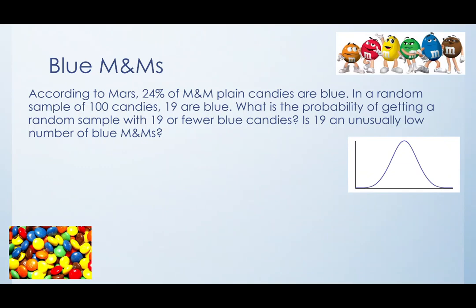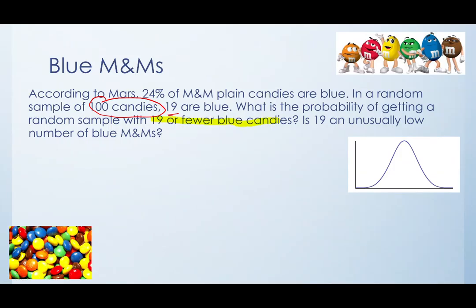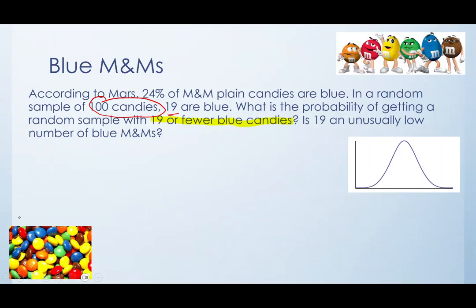All right, so in this example, we are told that 24% of M&M plain candies are blue. We have a random sample of 100 candies, and we find out that 19 of them are blue, and we want to know what is the probability of getting a sample with 19 or fewer blue candies. So the first thing we have to recognize here is that this is a binomial distribution, right? Because we have successes and failures, blue or not blue, integer only values, so it's a discrete random variable, binomial.